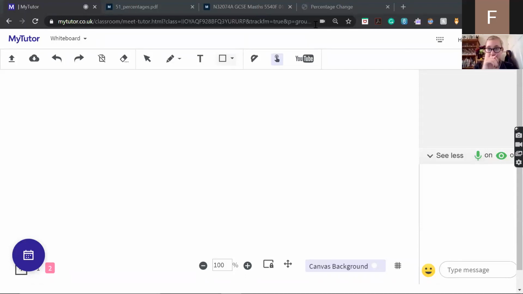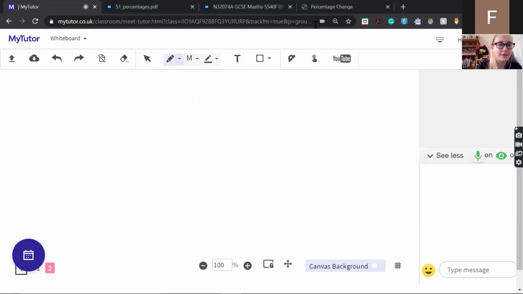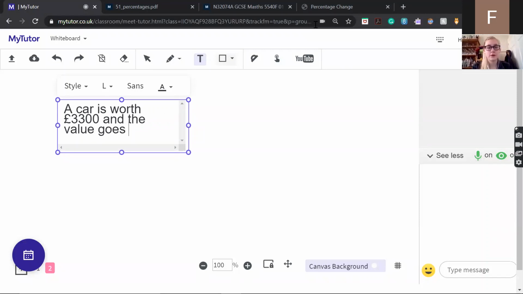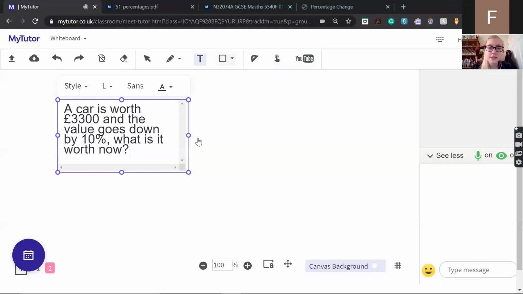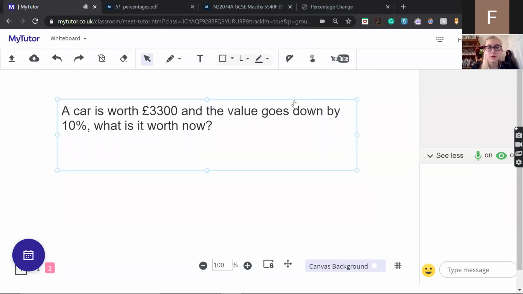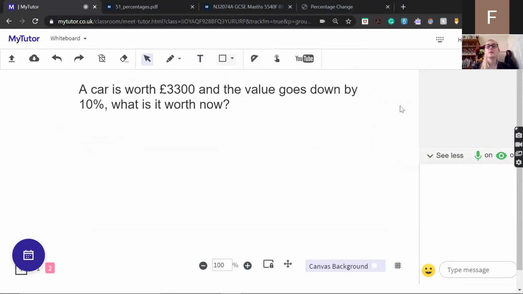So let's say that we have something like this. A car is worth £3,300 and the value goes down by 10%. What is it worth now? Right, so this is a fairly standard question. And there are a couple of ways that we can do it. Perhaps the most intuitive way is to work out 10% and take it off. But there's a nicer thing that we can do.